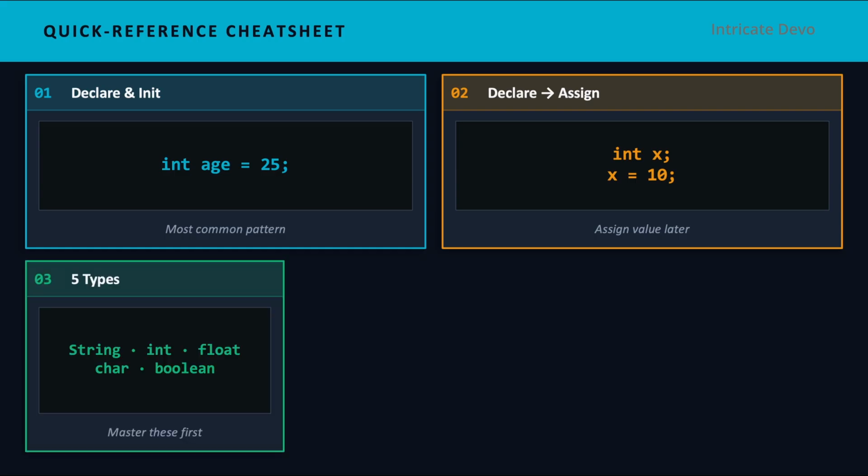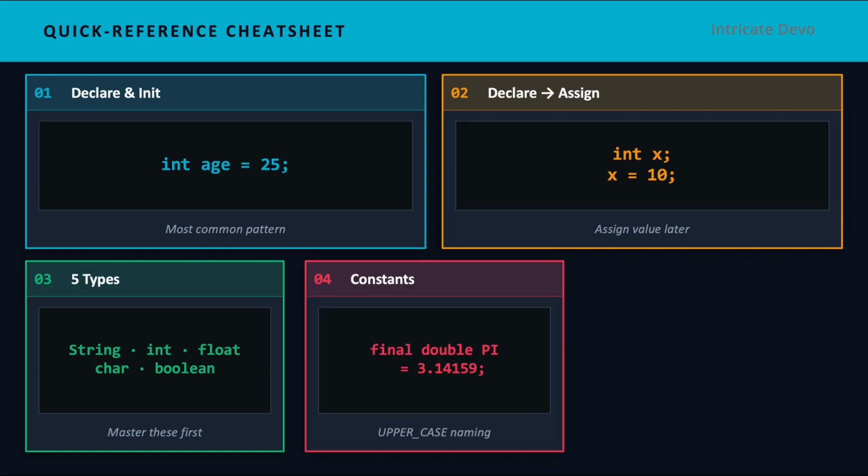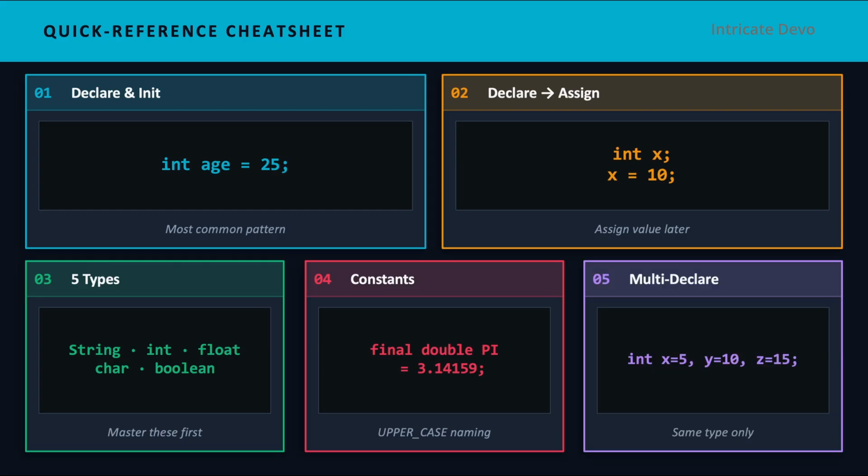Card 03, the 5 types: string for text, int for whole numbers, float for decimals, char for single characters, boolean for true or false. Memorize these. Card 04, constants, use the final keyword, name them in upper snake case. They can never be changed after assignment. Card 05, multiple declarations. One line, one type, multiple names separated by commas, one semicolon. Same type only. Screenshot this slide and keep it handy while you practice.